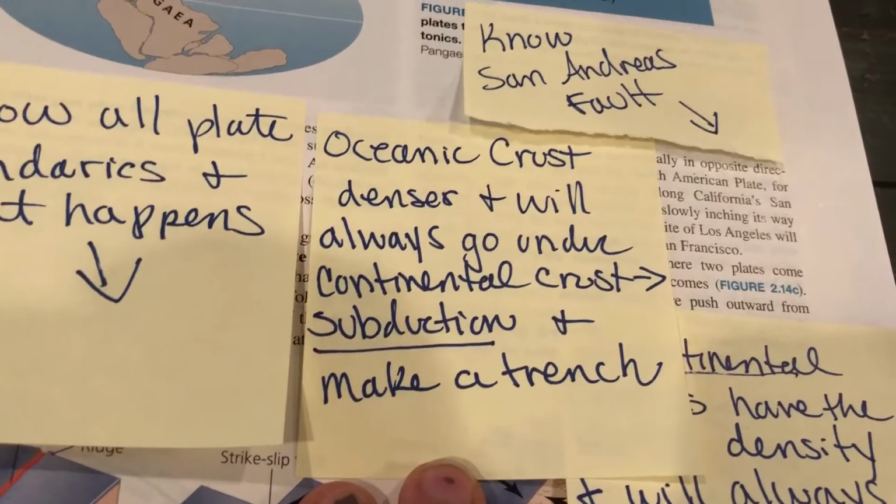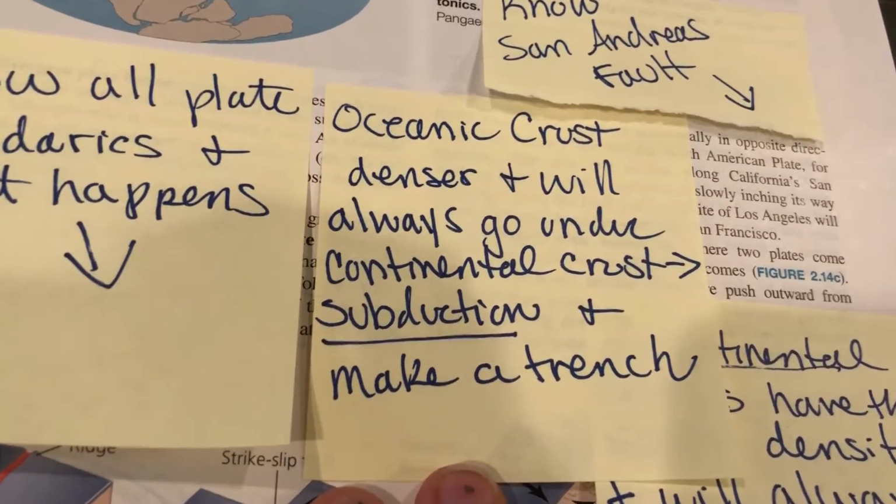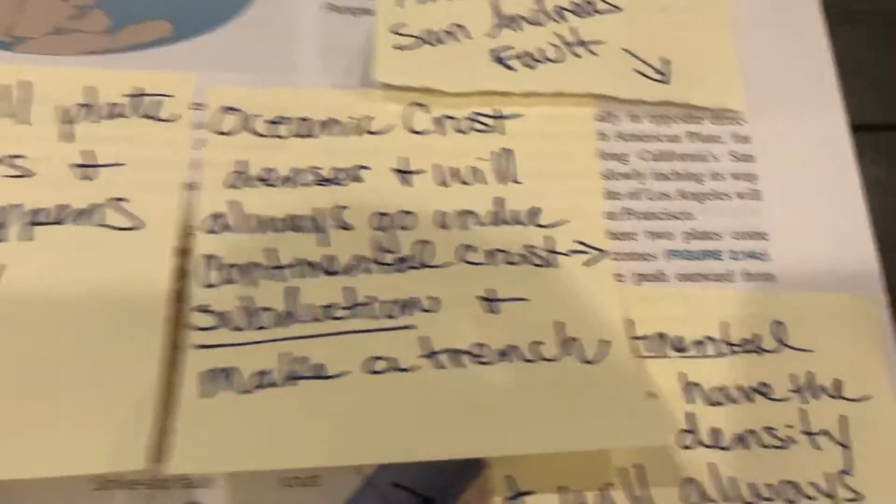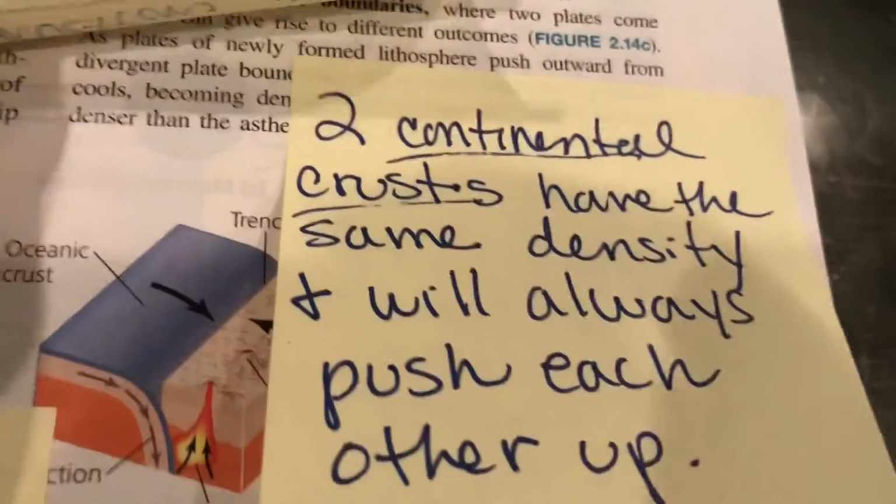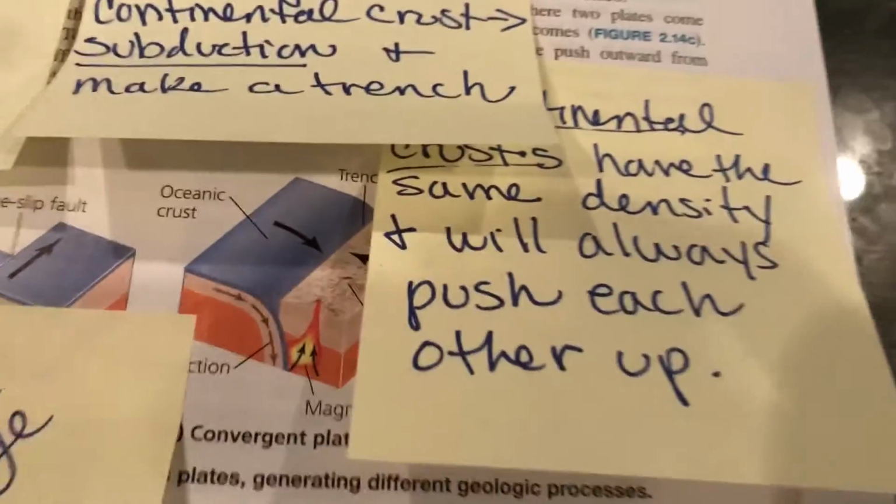So here's my little notes, cheat sheet. Oceanic crust is denser, so it'll always go underneath the continental. Subduction always happens, and you always get a trench. Two continental crusts have the same density, so they'll always push each other up and create a mountain.